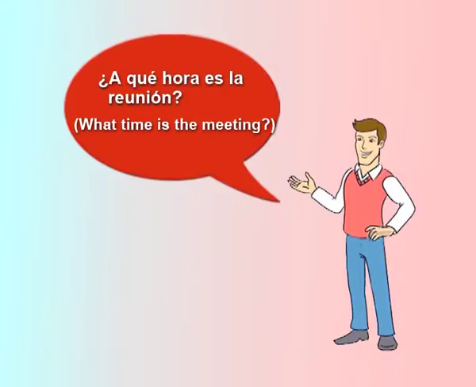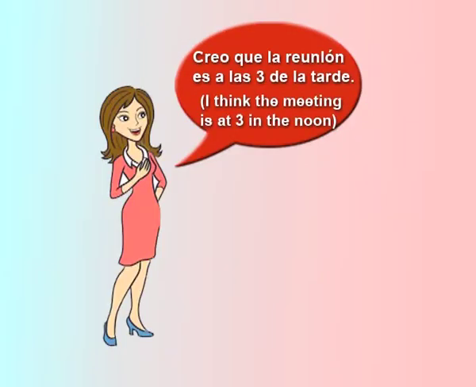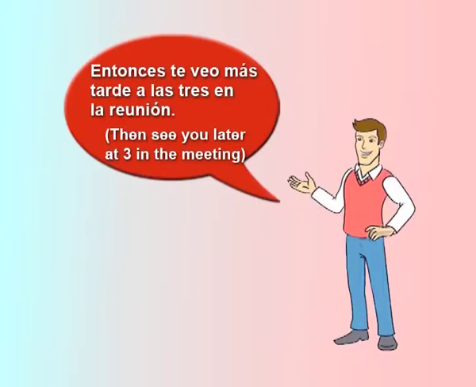Juan, ¿a qué hora es la reunión? At what time the meeting is? Marie says, creo que la reunión es a las 3 de la tarde. I think the meeting is at 3 in the afternoon. Juan says, entonces te veo más tarde a las 3 en la reunión. Then see you later at 3 in the meeting.